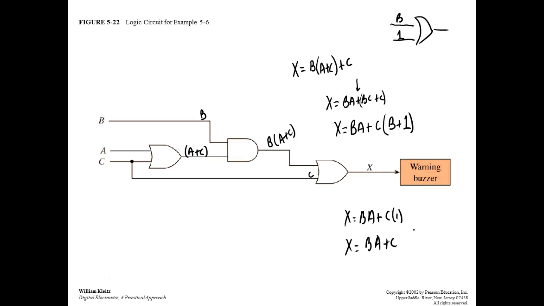So the first thing I did is I came up with my equation. X equals B and A or C. I can't isolate C because C's inside these brackets right here, right? You understand? So I can't pull C out yet until I get it out of those brackets.